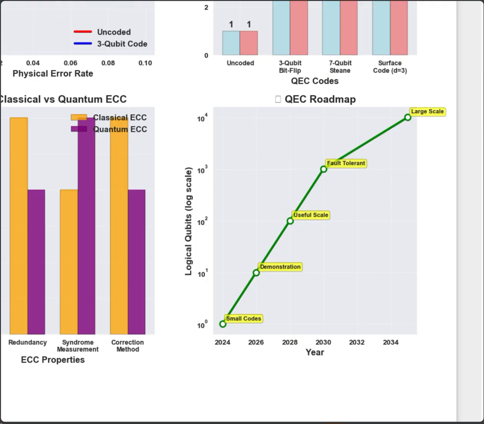I'm gonna leave you here just a roadmap of how the logical qubits scale over the years, or expected roadmap of that. We can have in the order of 10 to the power of 0 for small codes, but at least for having useful scale, we need 10 to the power of 2 physical qubits into the logical qubits.